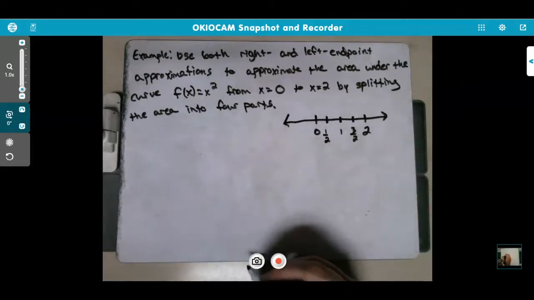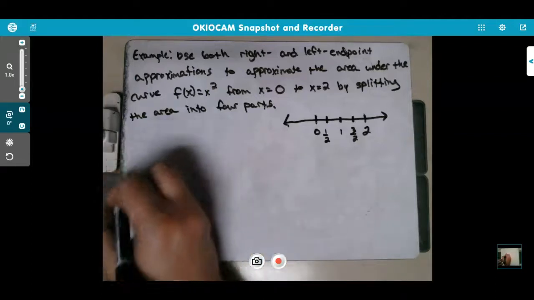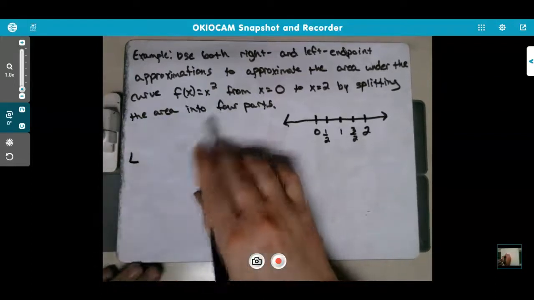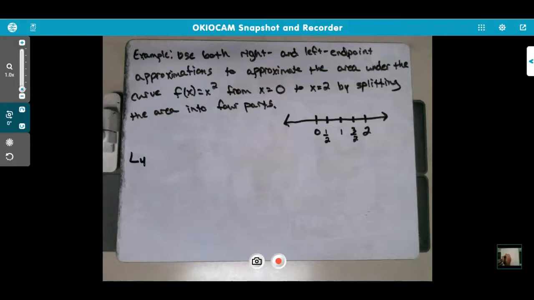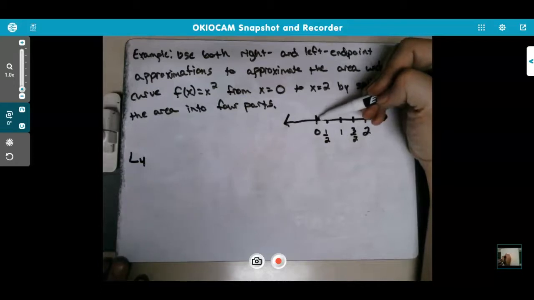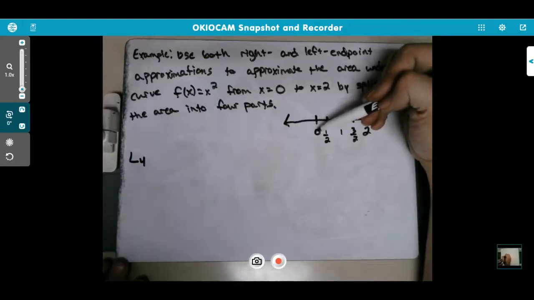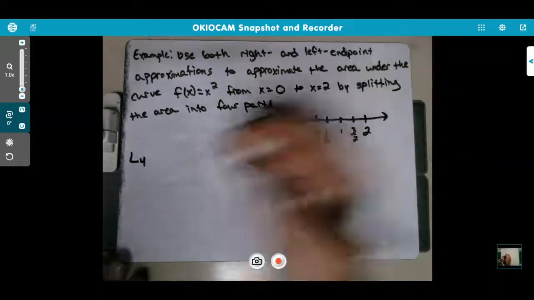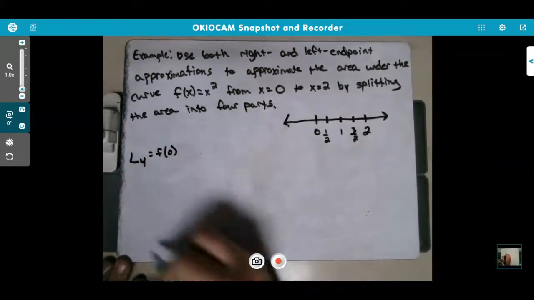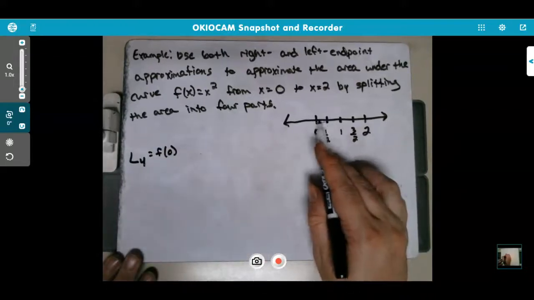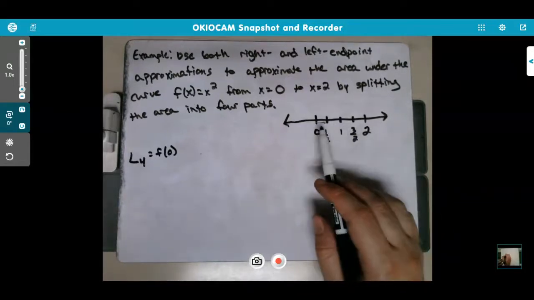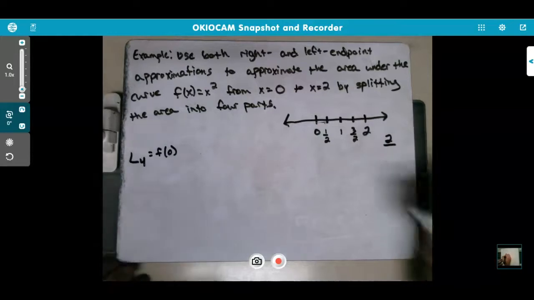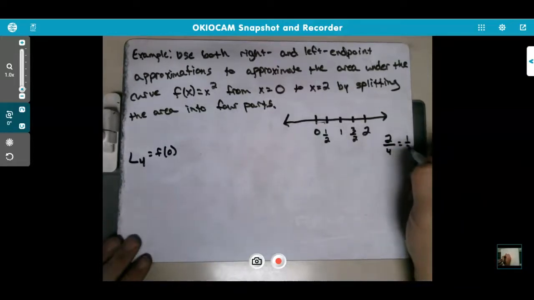So let's start with the left side. If I'm using the left side, I'm going to use an L, and it's being split into 4 parts, so I'm finding L4. If I'm using the left points, my height right here would be whatever I get by plugging in 0, because I'm using my left point. So f of 0, and I'm going to multiply that by the width. I can see here my width is 1/2, because I'm going from 0 to 2, which has a total length of 2, and I'm splitting it into 4 parts. So each part has a width of 1/2.